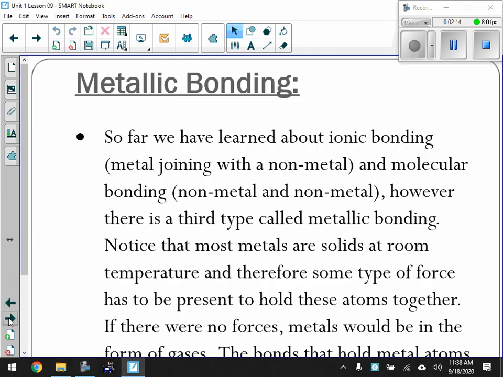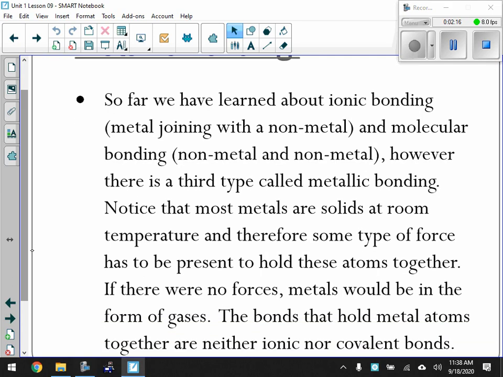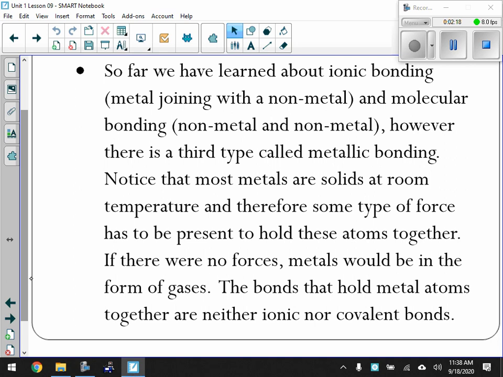So we talked a little bit yesterday about what metallic bonding is, or what it looks like here. And I didn't get you to copy all this, but it says here, notice that most metals are solids at room temperature, and therefore some type of force has to be present to hold these atoms together. If there were no forces, they wouldn't be in solid form. They'd be liquid if they're weaker, or if they're super weak, they'd be a gas, okay?